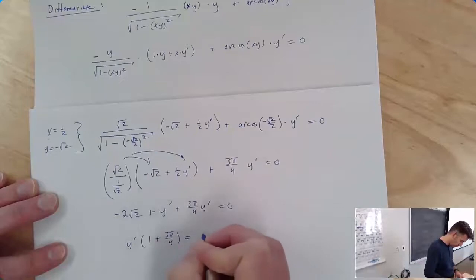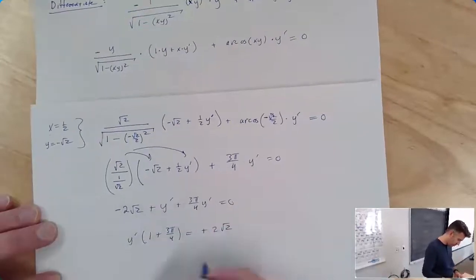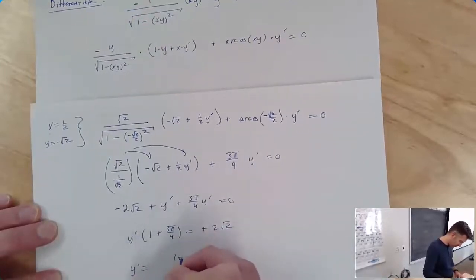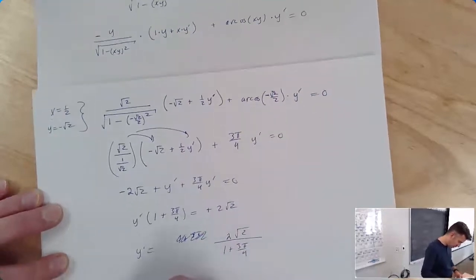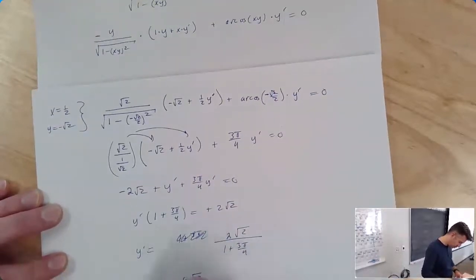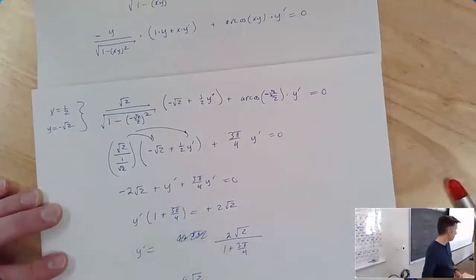or y prime times 1 plus 3 pi over 4 equal to positive 2 root 2. Sorry, that's not quite right. Y prime equal to 2 root 2 divided by 1 plus 3 pi over 4. If I multiply the top and bottom by 4, I get 8 root 2 over 4 plus 3 pi, which was the desired answer.